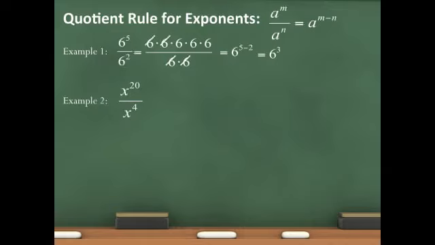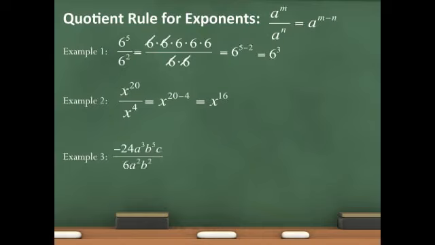Simplify x to the 20th power over x to the fourth power. Subtract the exponents. 20 subtracting 4 equals 16. So x to the 20th power divided by x to the fourth power equals x to the 16th power.